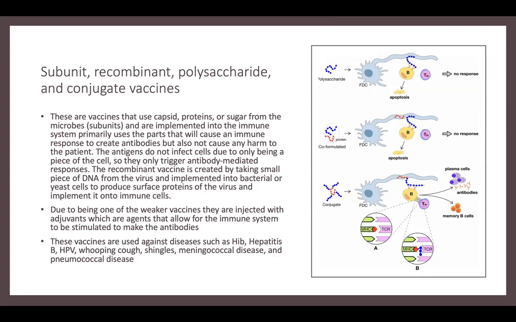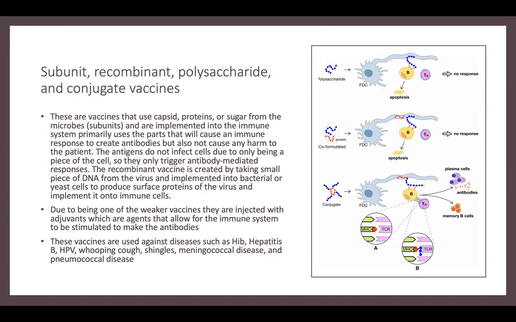These antigens do not infect the cells due to only being a piece of the vaccine, so they only trigger an antibody-mediated response. The recombinant vaccine is created by taking small pieces of the DNA from the virus, and it's implemented into bacterial or yeast cells to produce surface proteins of the virus and implemented into immune cells.